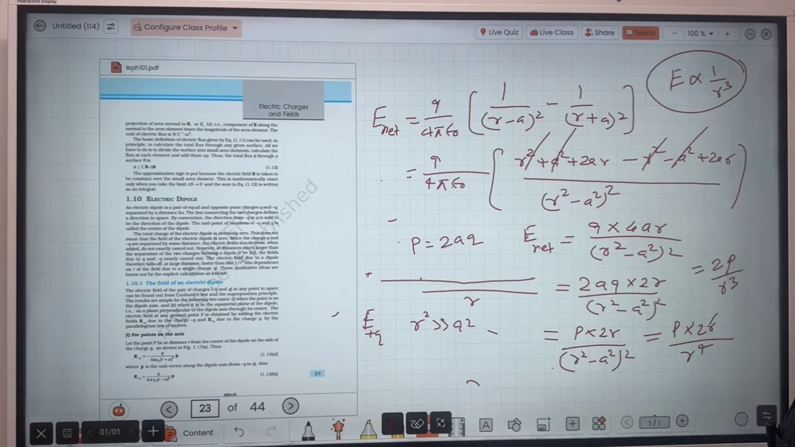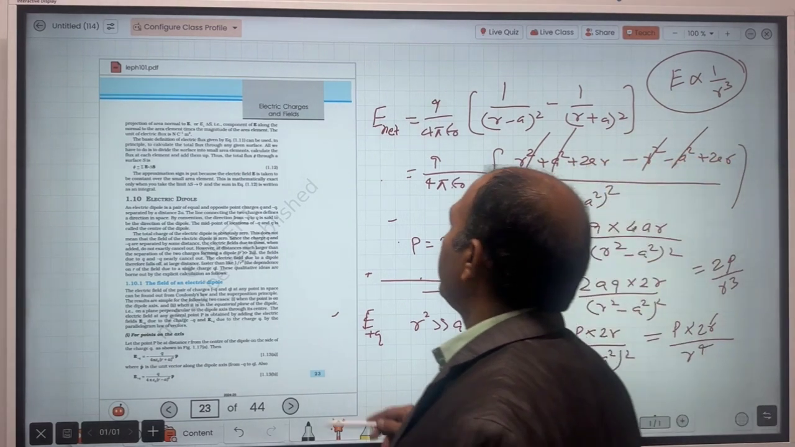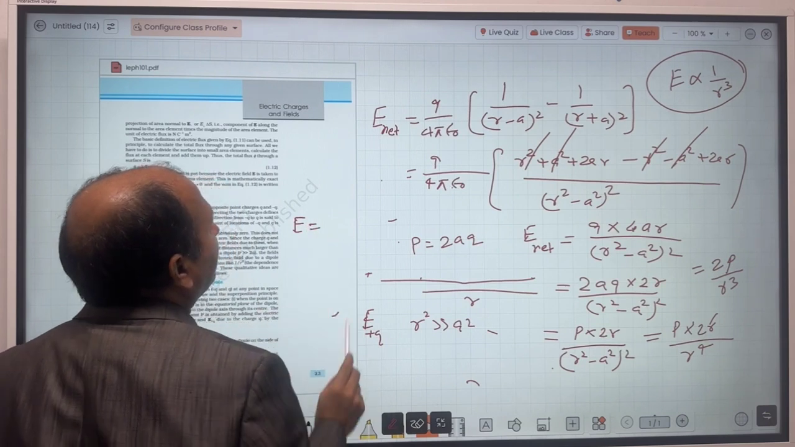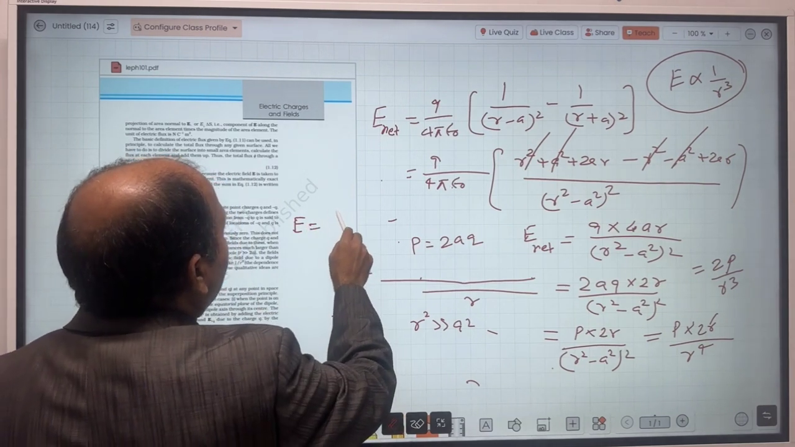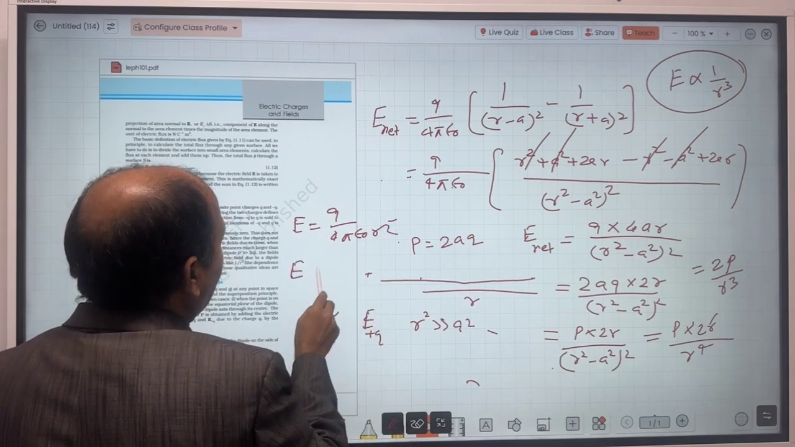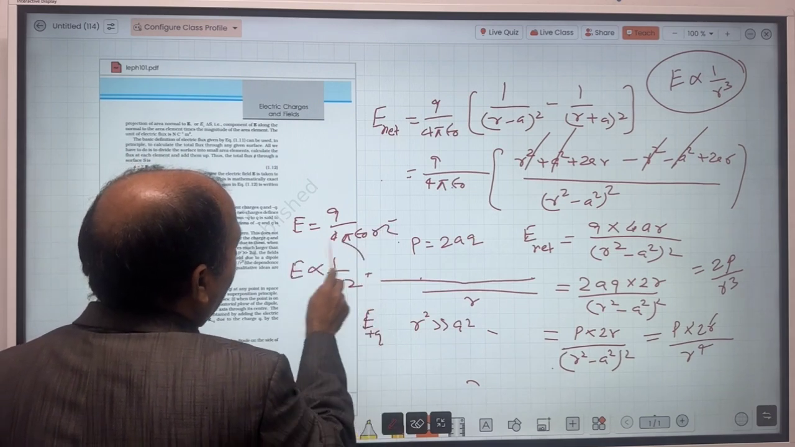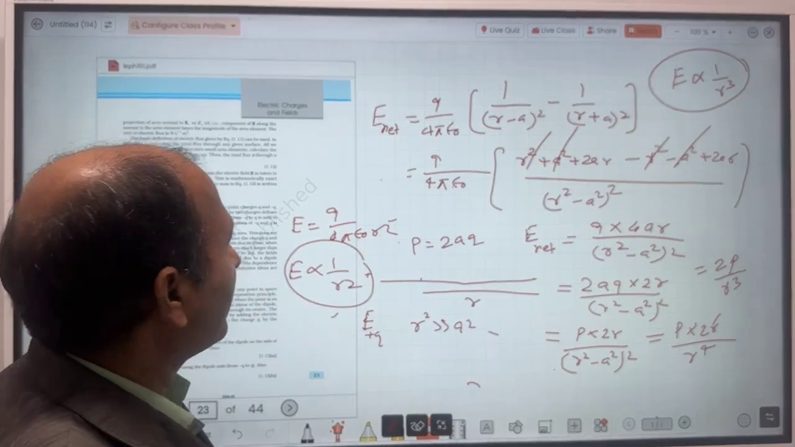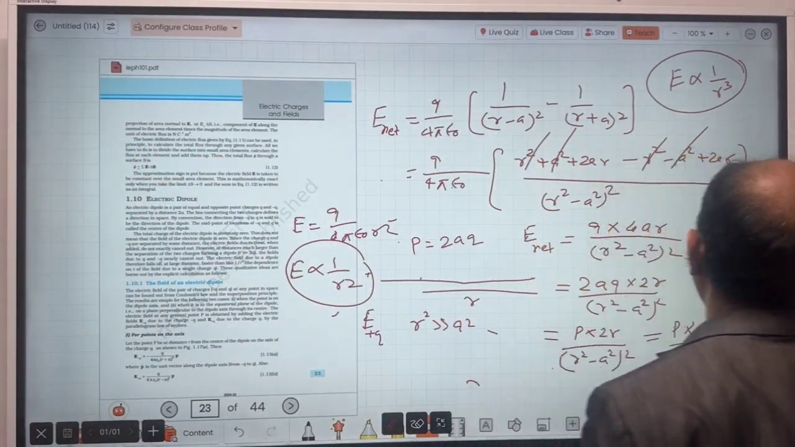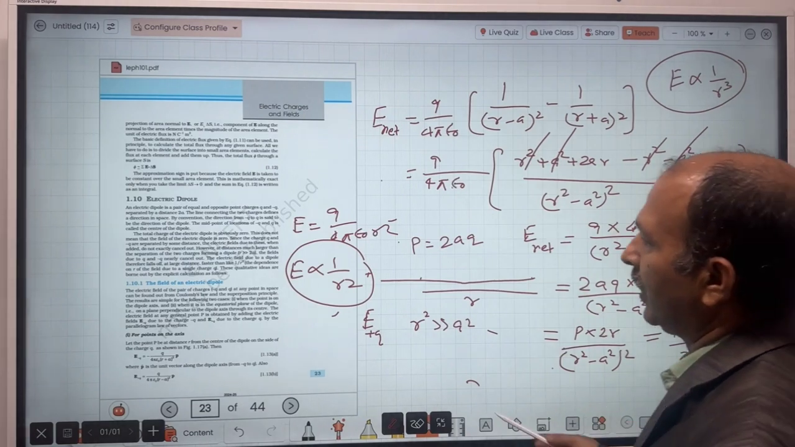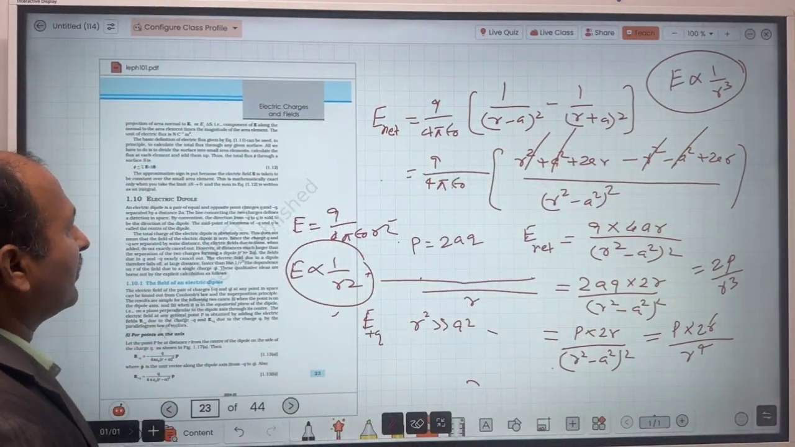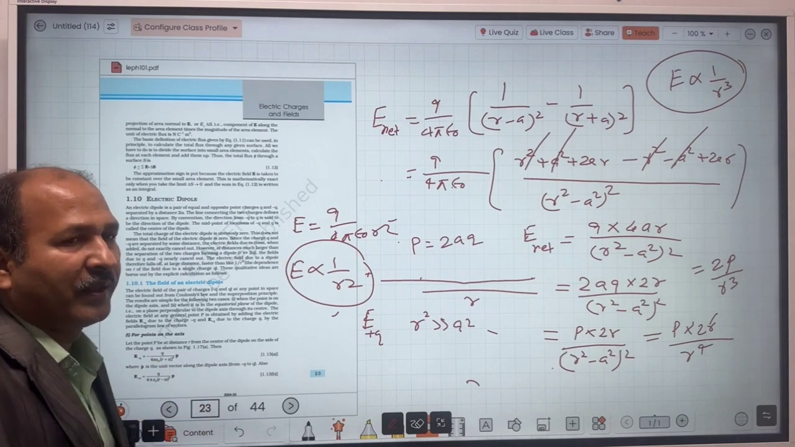This is one important factor, because if you remember, the electric field due to a single charge is given by Q upon 4 pi epsilon naught R square, that is, it is proportional to 1 upon R square. So this is the difference, and you have seen the resultant electric field due to a dipole at its axial point. The next concept we will study in the next lecture.